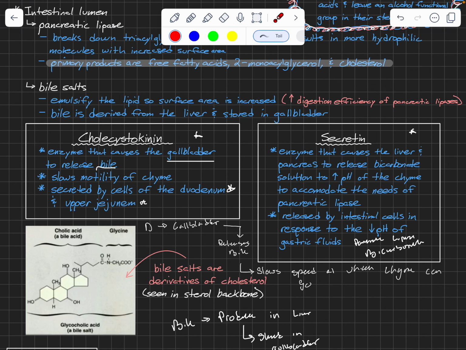When the chyme enters the intestine, the release of bile will help slow it down and allow a longer period of time for our enzymes to act upon it and break it down even further, helping the enzymes work at an efficient rate rather than having it just flow through our small intestines and only being able to digest like 50% of it. What we should know is bile.